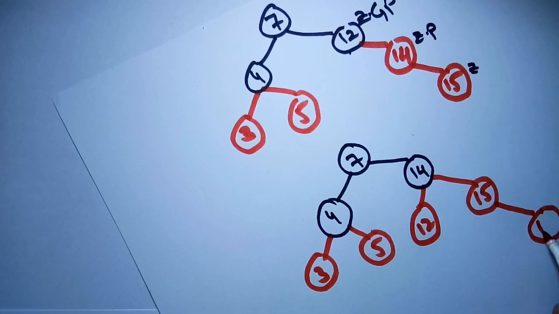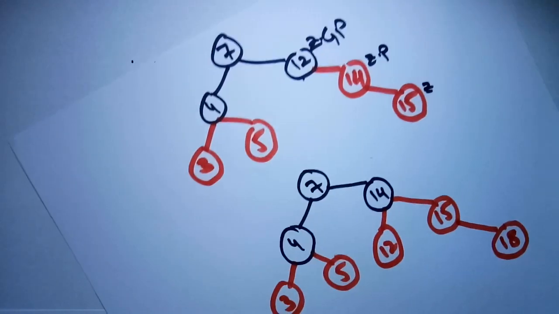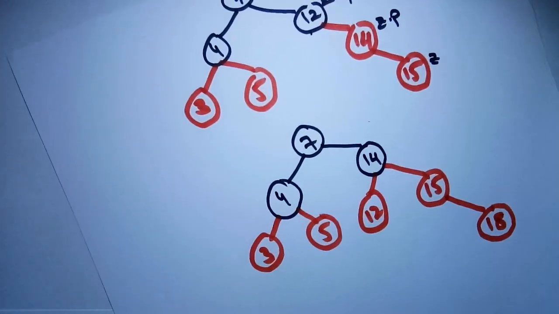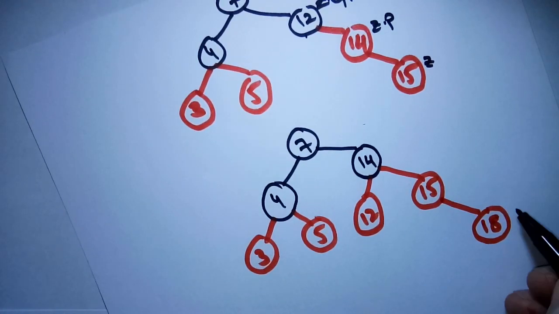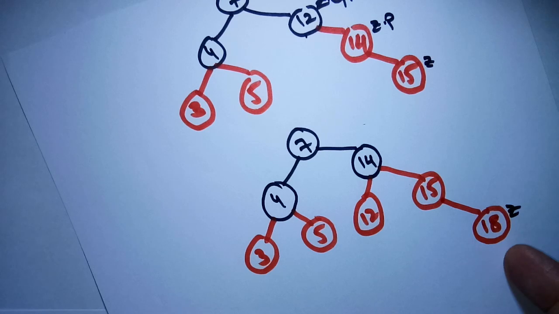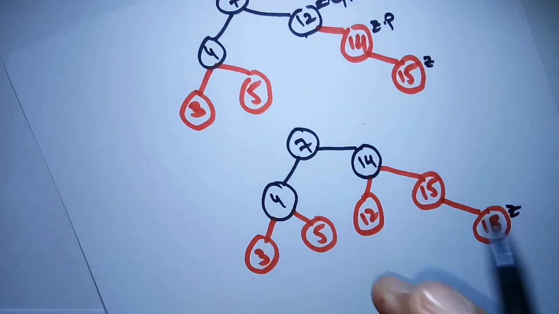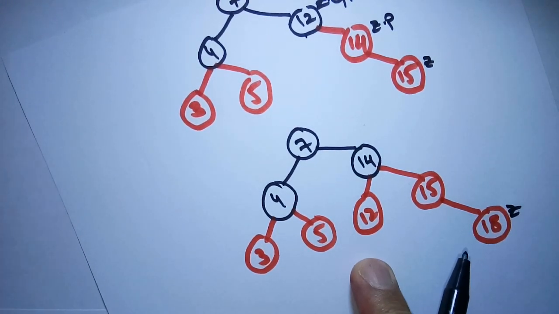So here we insert 18. This again now violates the property of the red black tree. Why? Because red cannot have a red child. So now we need to check the color of uncle. This is z, the uncle of z, that is 12, so that is red. So if it is red, then rule number 2 will apply.